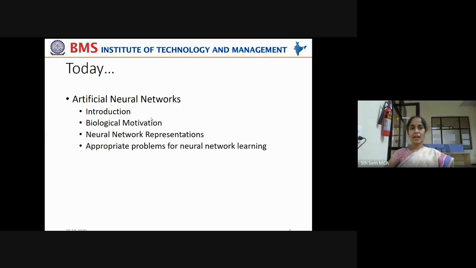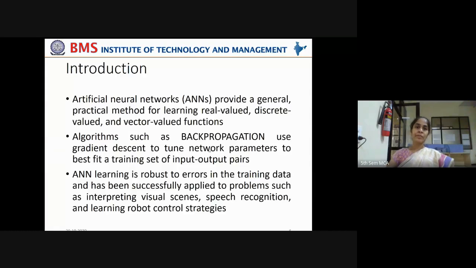Now in today's class, let's get introduced to the artificial neural networks concept, and the biological motivation behind this kind of architecture or system, that we will understand. And what are the representations for artificial neural networks, how they are actually represented, and how to understand each part of this representation. And appropriate problems for neural network learning: what are the problems that are most suitable to be conquered with this type of learning, that is artificial neural networks. Now let's start with the introduction.